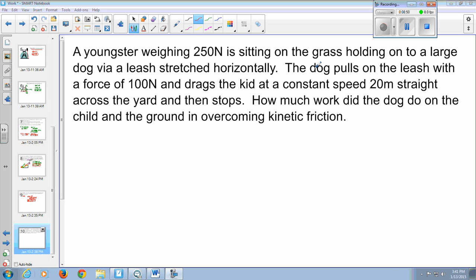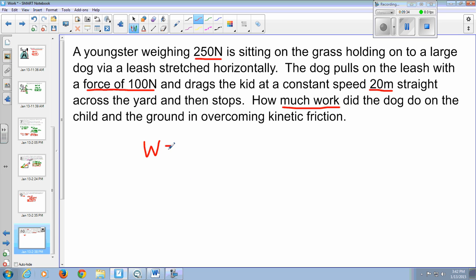Our last problem says that we've got a youngster who weighs 250 newtons, so that's the youngster's weight. He's sitting on the grass holding a dog by a leash, and the dog pulls on the leash with a force of 100 newtons. So the dog is dragging the kid via the leash at a constant speed, and he takes him 20 meters straight across the yard. We want to know how much work the dog did on the child in overcoming kinetic friction.